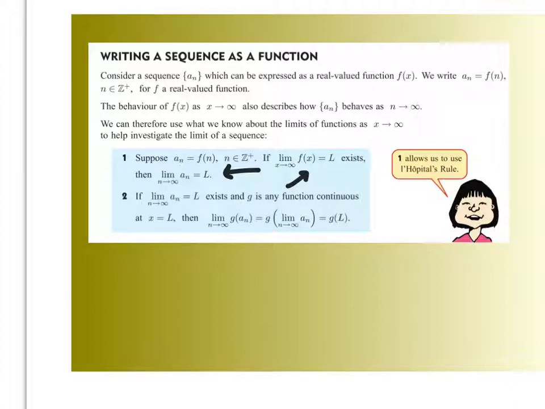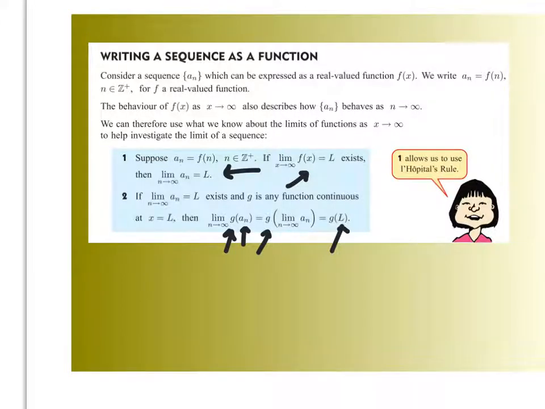And in the second piece, if the limit as n goes to infinity of a sub n equals L exists, and g is any function continuous at x equals L, then we can use this idea of a constant, pulling it out in front and evaluating the limit without the constant. Or excuse me, this is a composition. So if we had g of some sequence, then as long as it's continuous at that point L, we could take that out, evaluate the limit, and then plug that value that the limit evaluates to into g.